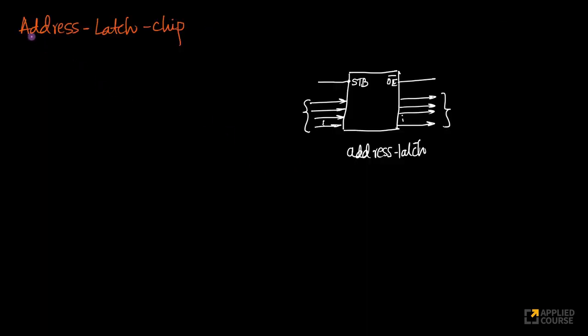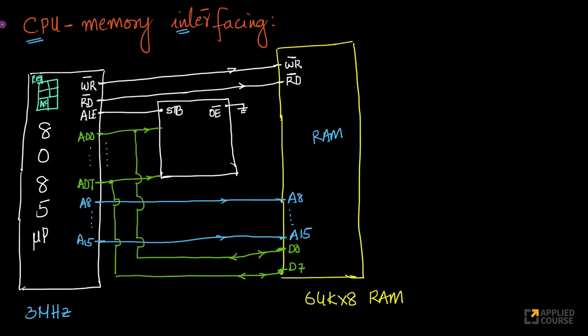Now, how does the address latch itself work? Look at this. In our final interfacing, if I want to interface my CPU to memory, there are three components here. There is the 8085 microprocessor, it could be any microprocessor. There is the main memory or RAM that I use. There is a third chip called the address latch chip. We use all three of them to actually connect the CPU to memory in reality.